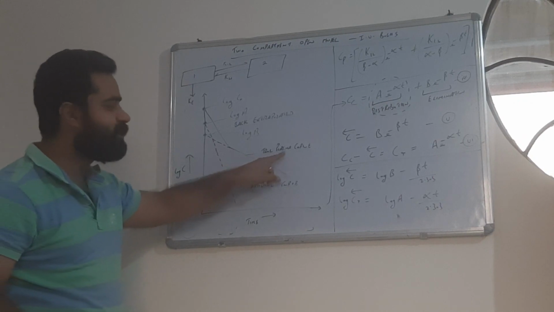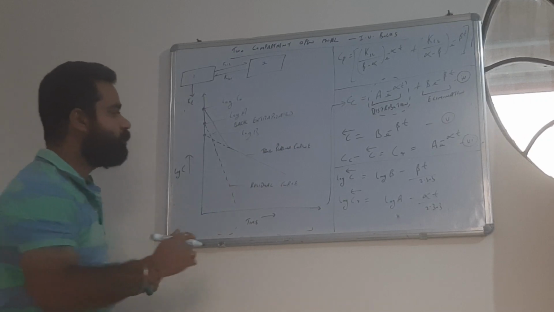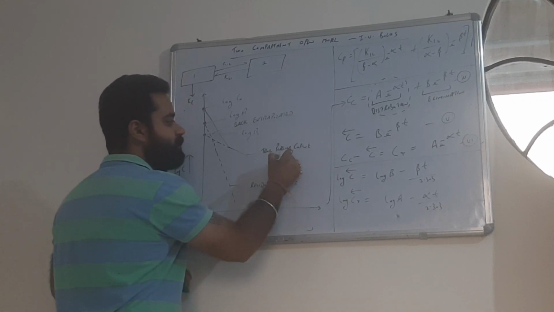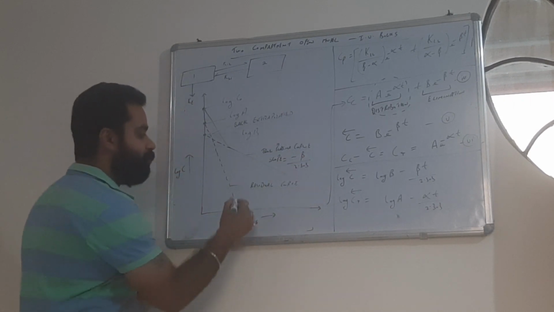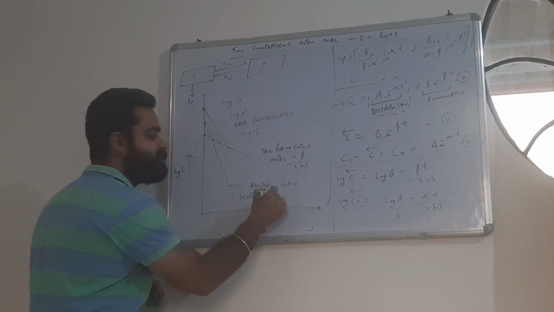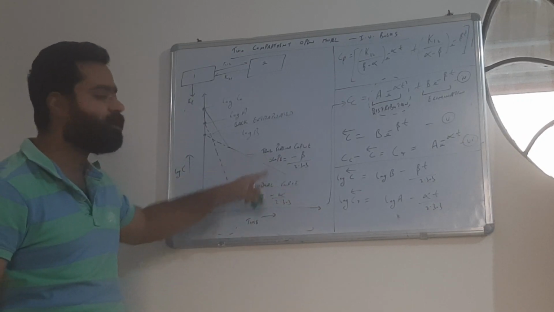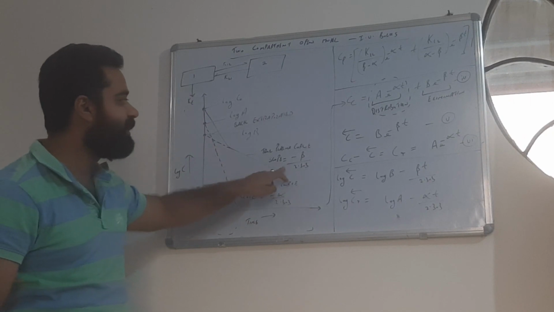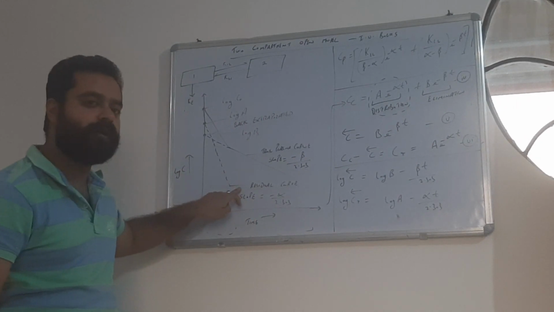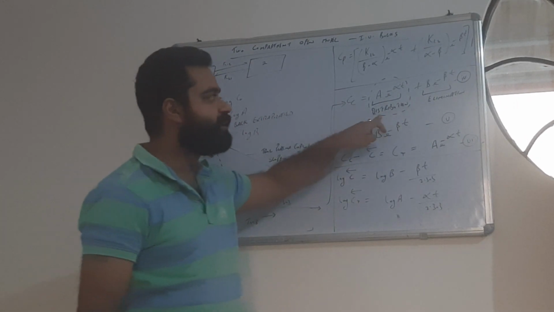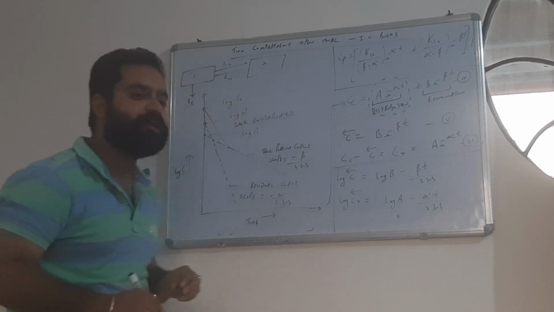Now the slope of the true plasma curve is going to give you what? Slope is equal to minus beta upon 2.303, while the slope of the residual curve is going to give us minus alpha upon 2.303, which means that from the true plasma curve, which is back extrapolated, we find out the value of beta, that is the elimination part, while from the residual curve we find out alpha, which is the distributive phase. So alpha representing the distributive phase, while beta representing the elimination phase.